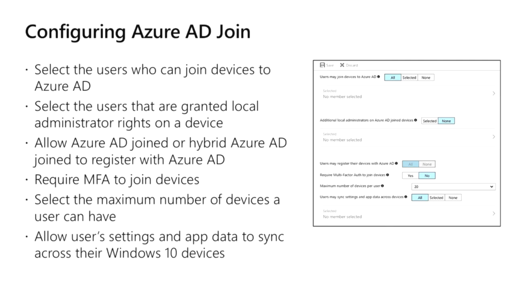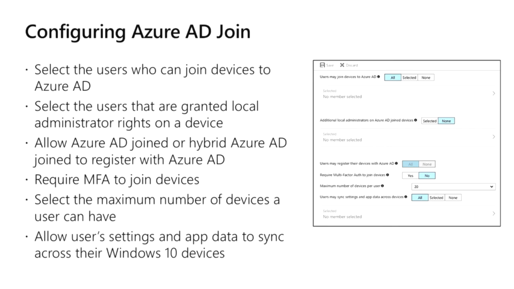Another option to configure is users may register their devices with Azure AD. So you need to configure this setting to allow devices to be registered with Azure AD. If you select none, devices are not allowed to register when they are not Azure AD joined or hybrid Azure AD joined. Enrollment with Microsoft Intune or mobile device management for Office 365 requires registration. So if you have configured either of these services, all is selected and none is not available as options.